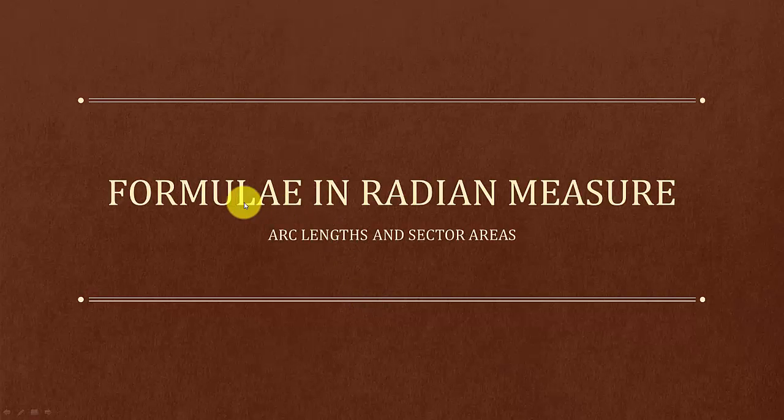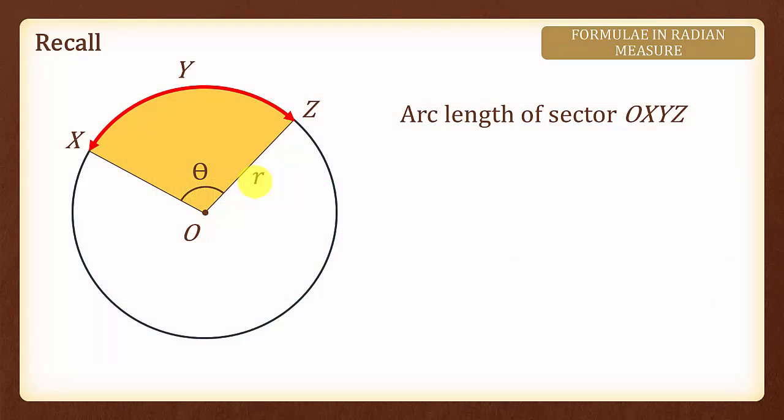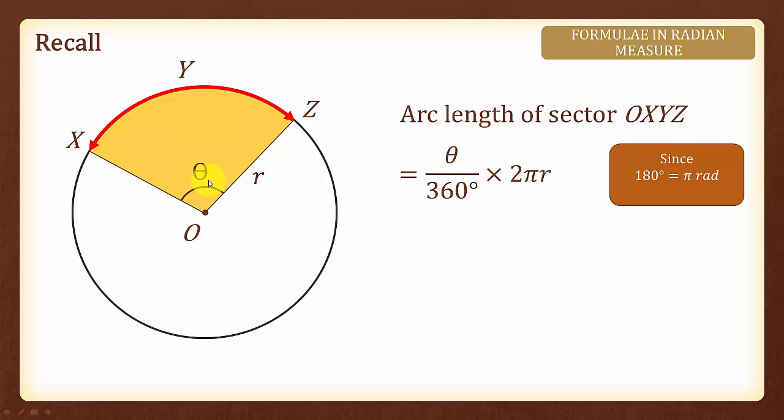In this last part of the topic, we will learn about the formulae in radian measure. Previously, we found out that the arc length of the sector is given by the formula theta over 360 times 2 pi r. Now, what happens if theta here is in radian? We cannot use this formula anymore, and since 180 degrees is equal to pi radian, 360 degrees will be equal to, yes, 2 pi radian.